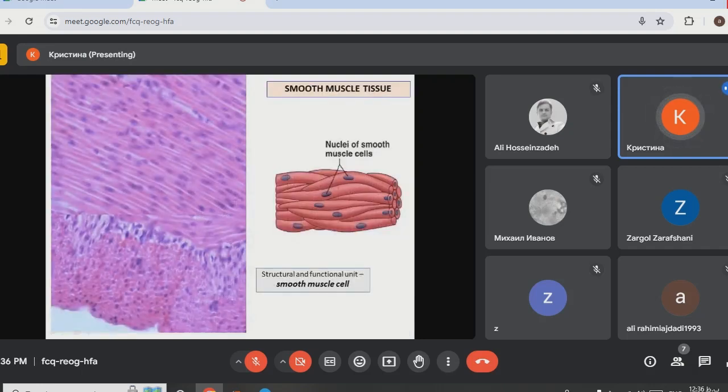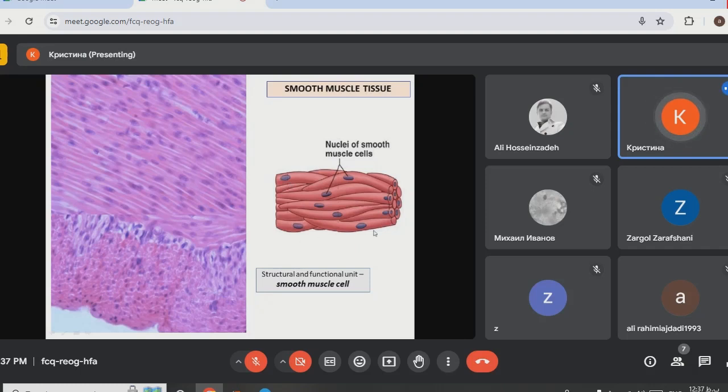And now we go to our third type of muscle tissue. It is called smooth muscle tissue. Smooth because it has no striation. It looks like equally stained cytoplasm of the cells. The structural and functional unit is the smooth muscle cell or smooth myocyte. It is an elongated or spindle-like cell, with an elongated cell nucleus, one nucleus in the center of the cell.